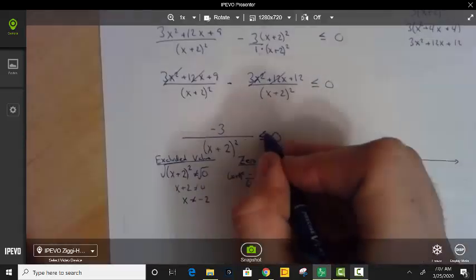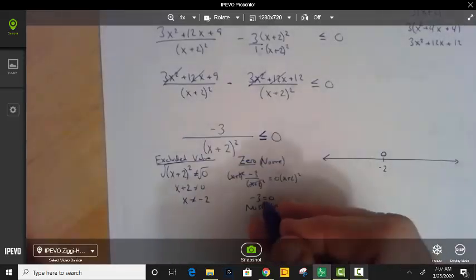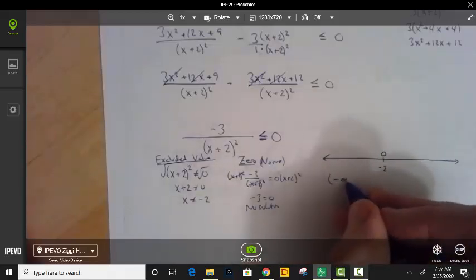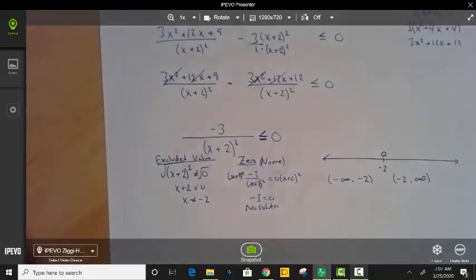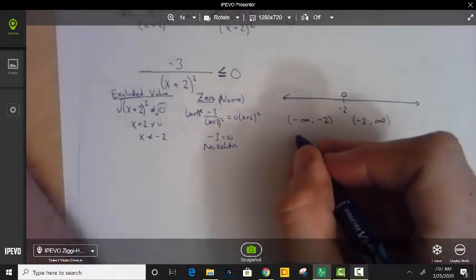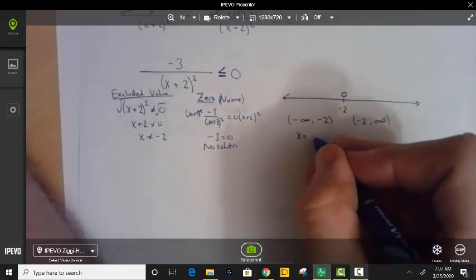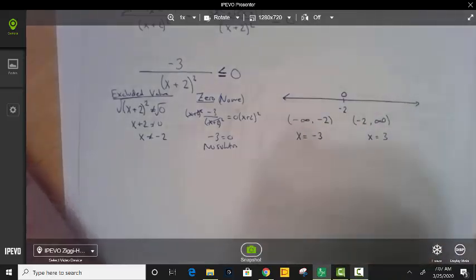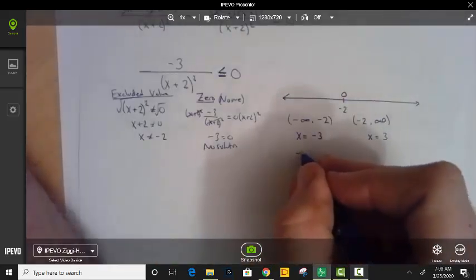Alright, so now this says we want the function to be less than or equal to 0. But since it has no x-intercepts, that means the function will never actually equal 0. Okay, so our only intervals are negative infinity to negative 2 and negative 2 to infinity. That's our two possible intervals. So we're going to pick a test value between negative infinity and negative 2, for example, negative 3. And then a test value between negative 2 and infinity, let's say 3. And then we're going to plug them into this expression.